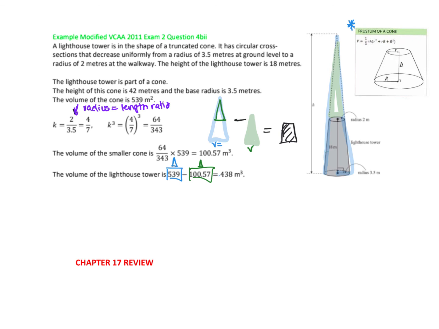Actually, on your formula sheet, there is a formula that you can use to work out the volume of this type of shape, which is called a frustum of a cone, the bottom bit of the cone. And if you do that, you'll get the same answer. So remember, we have a reference book, so you can just use that. It might have saved you a lot of time and got a good answer.